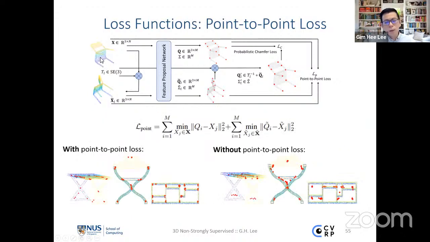Here are the qualitative results to show you with and without the point-to-point loss. We can see that without the point-to-point loss, the network tends to predict key points that are floating in the air over here. But with the point-to-point loss, the key points detected tend to be on the given input point cloud.